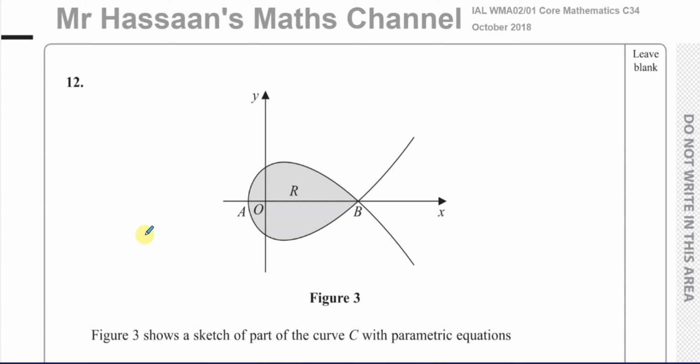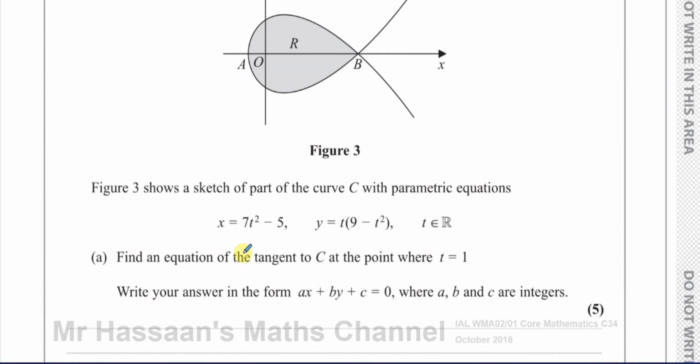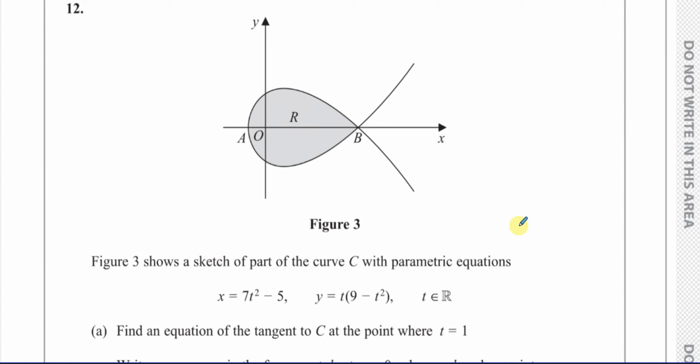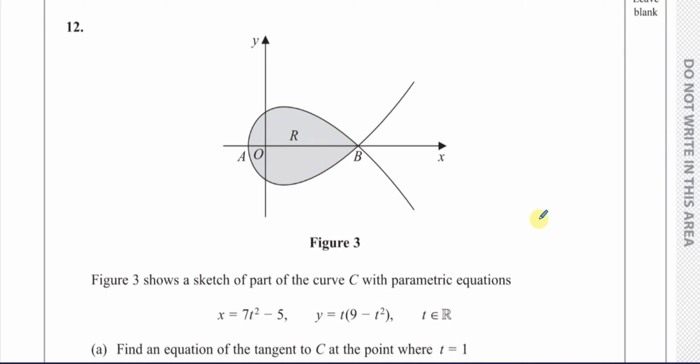It says figure 3 shows a sketch of part of the curve C, which has parametric equations x equals 7t squared minus 5 and y equals t times (9 minus t squared), where t is an element of the rational numbers. Find an equation of the tangent to C at the point where t equals 1. Write your answer in the form ax plus by plus c equals 0, where a, b, and c are integers. So we want to find the equation of the tangent to the curve at the point where t equals 1.